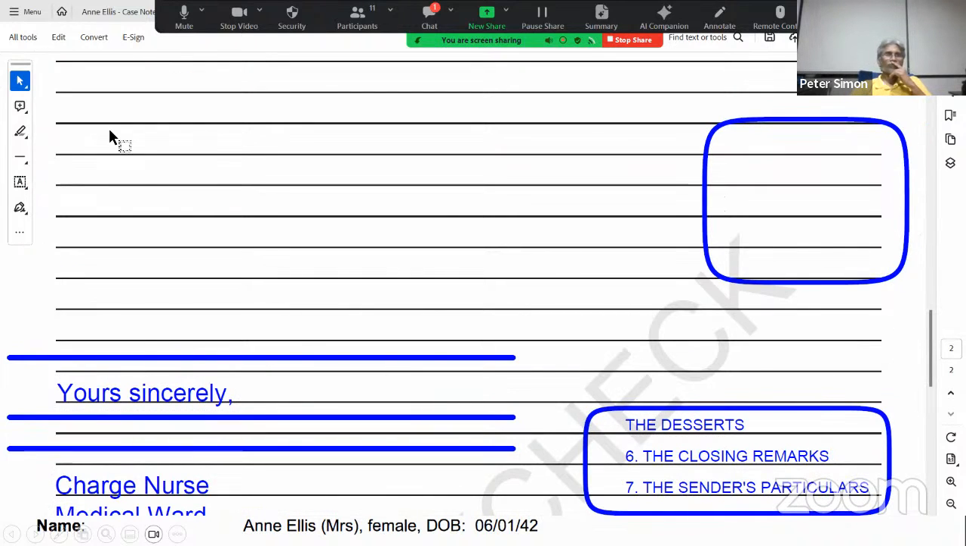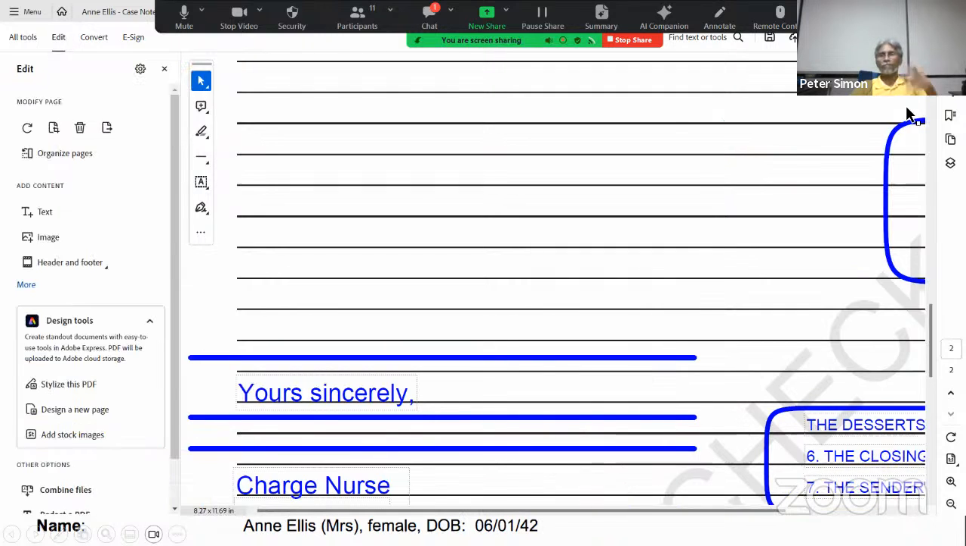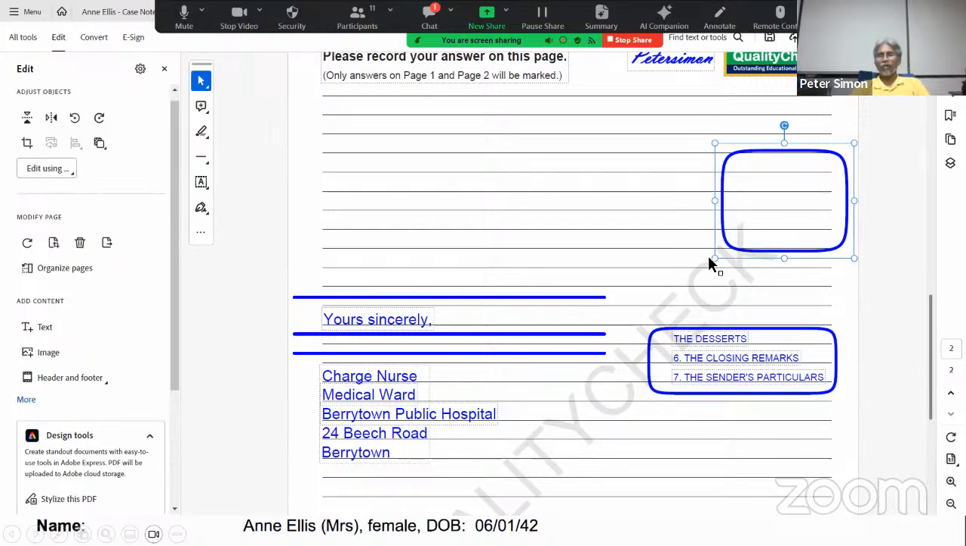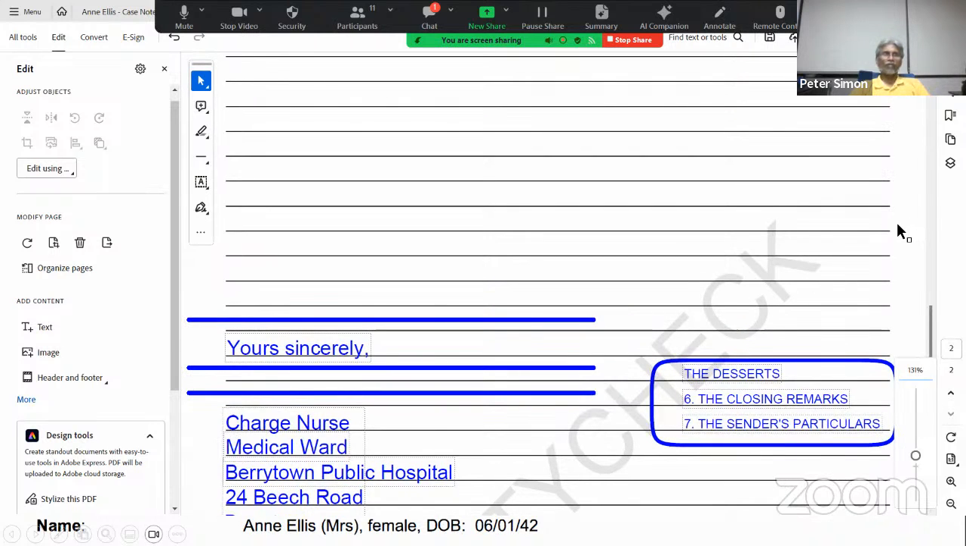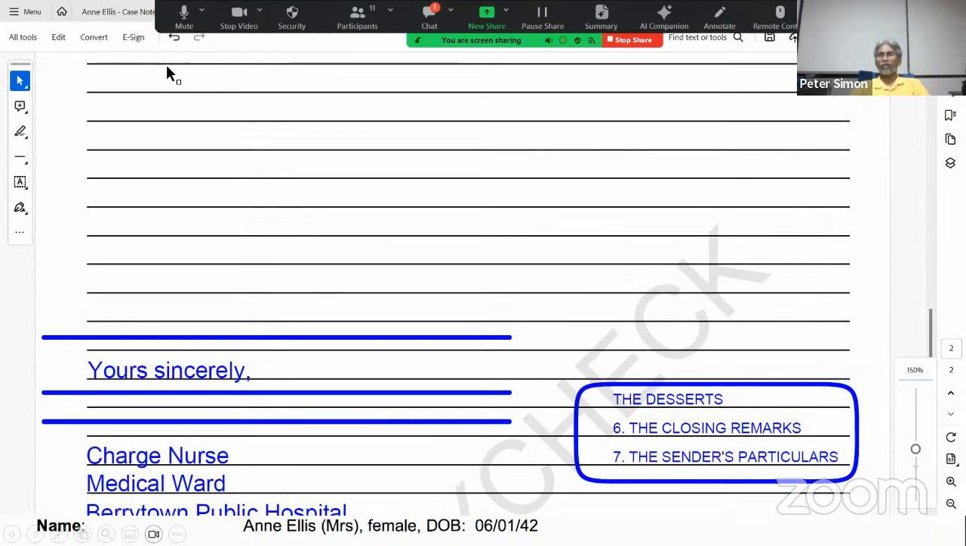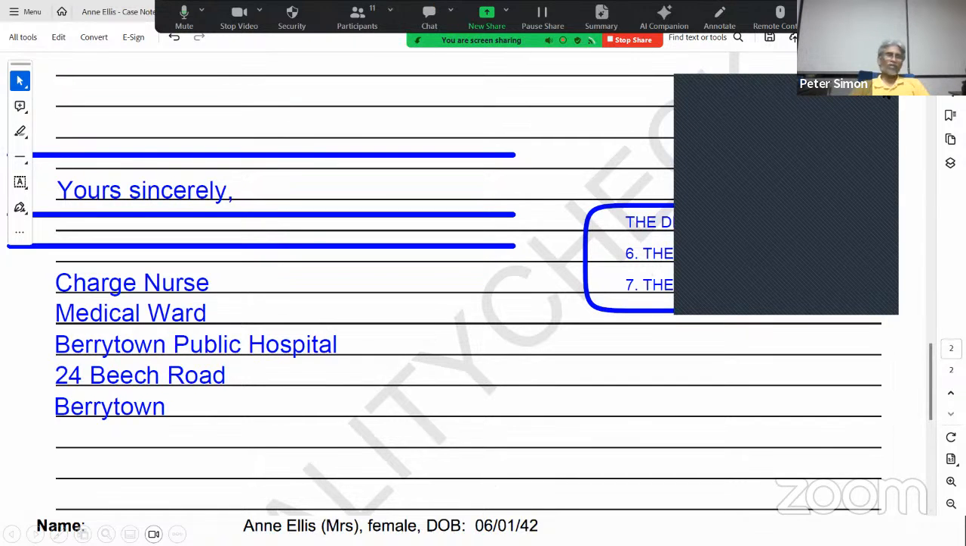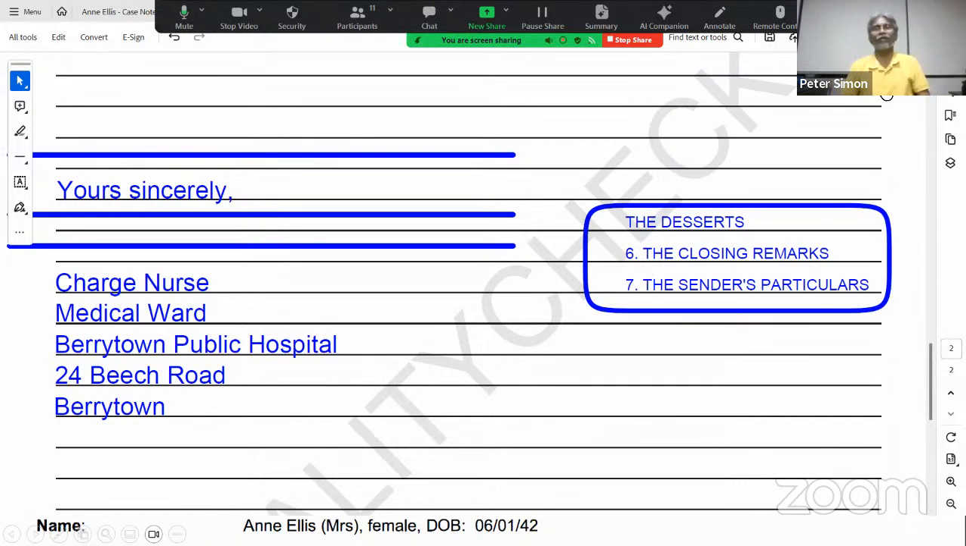That's done. So these are the last two, sixth and seventh. And fifth is the body of the letter. Fifth is the body of the letter.